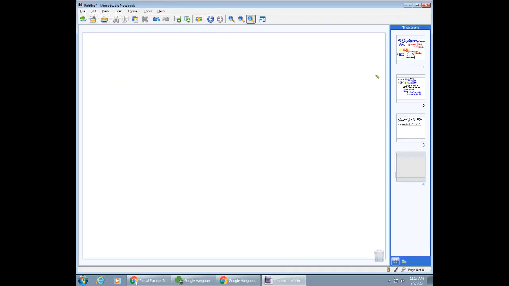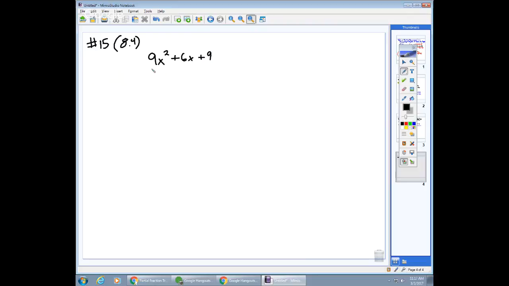So number 15 in the homework, in section 8.4, is going to be something like (9x squared plus 6x plus 9) divided by (x cubed minus 1). And so we want to integrate that sucker, find an antiderivative.